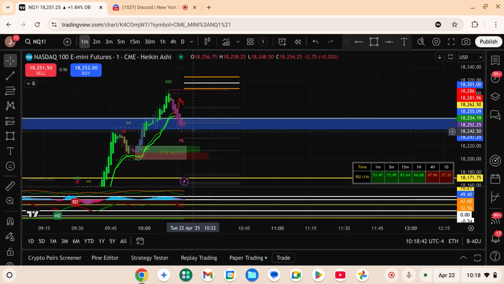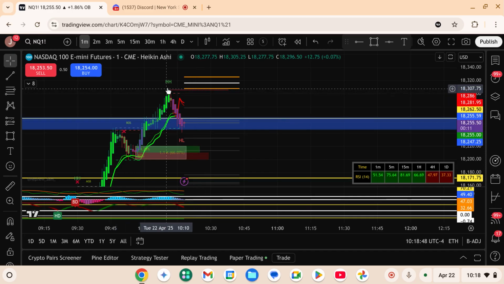If we close back outside of this box, I'll take longs. So we got a higher low here.